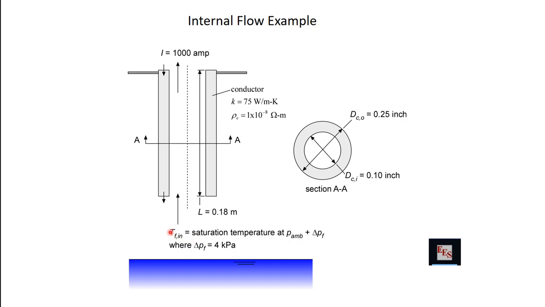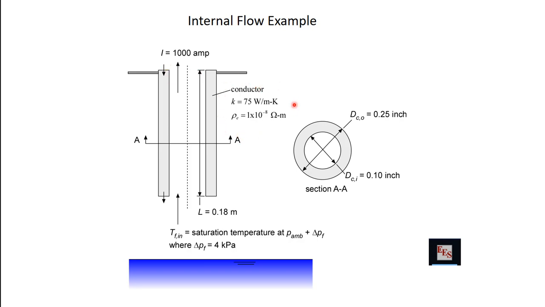Let's see, the vapor is entering here at whatever the saturation temperature is at 100 kilopascals plus 4 kilopascals, so about 104 kilopascals. So that'll be something like 78 Kelvin is the temperature entering here. We're going to push 1,000 amps through this current lead.